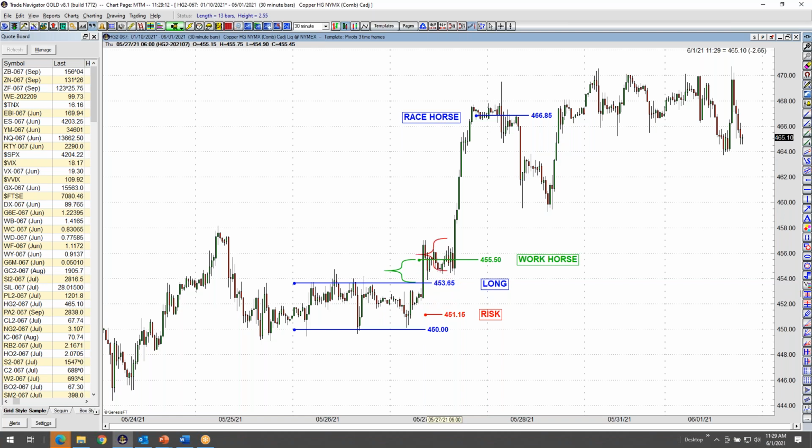So as soon as we get that long position in copper in the morning, right there, oops, don't want to do that. There's our workhorse. We didn't take a lot of profit, but we took a profit. So on the one contract, the workhorse paid off.